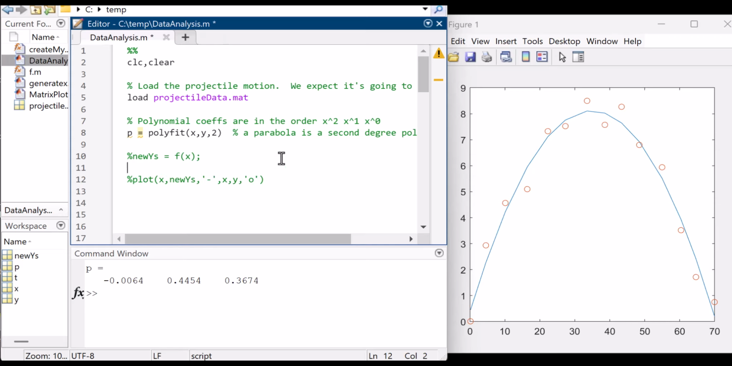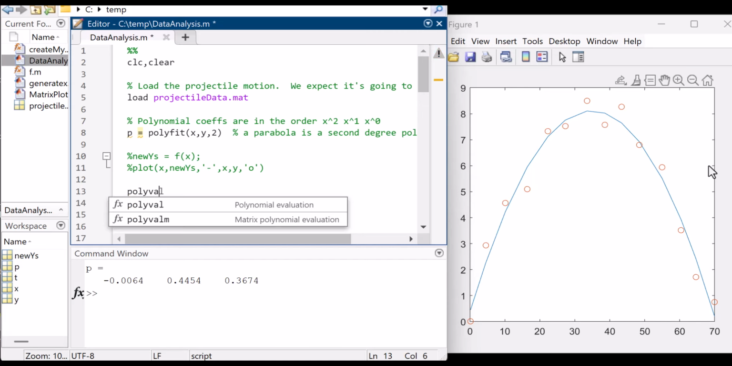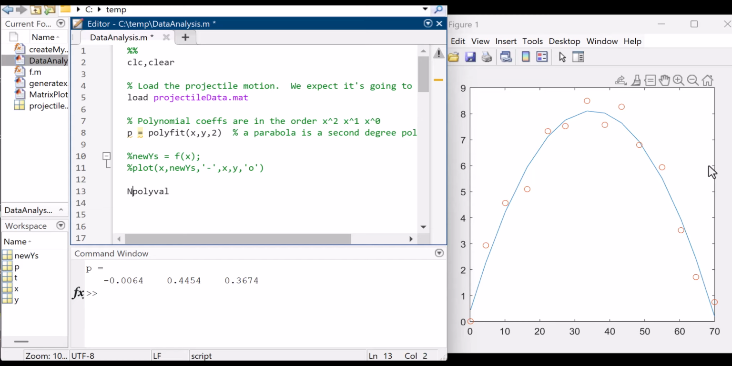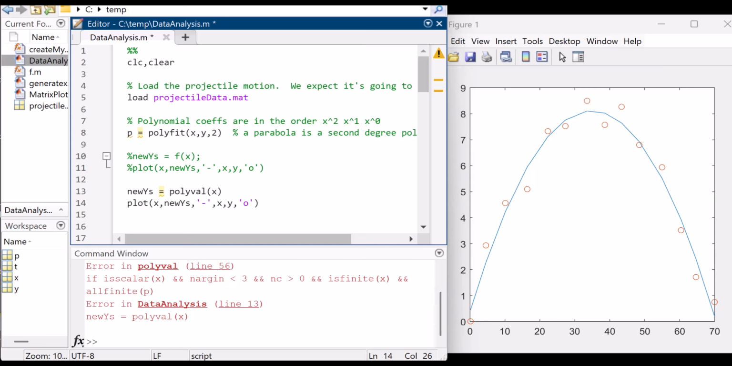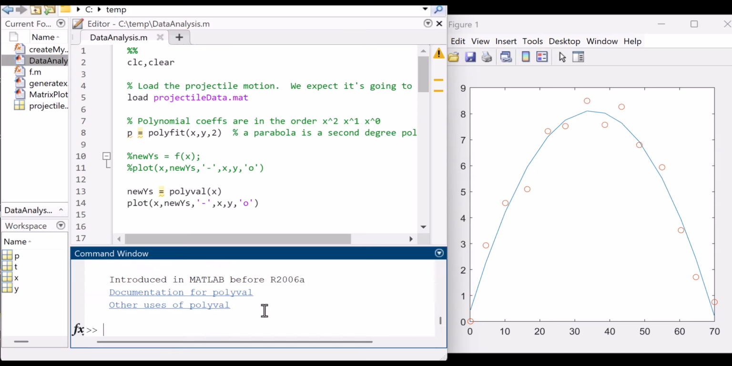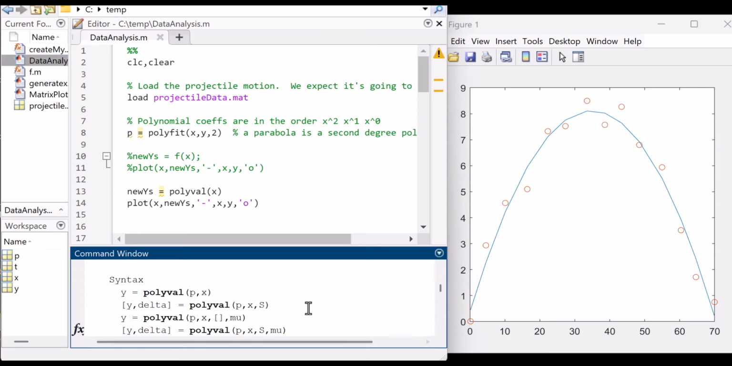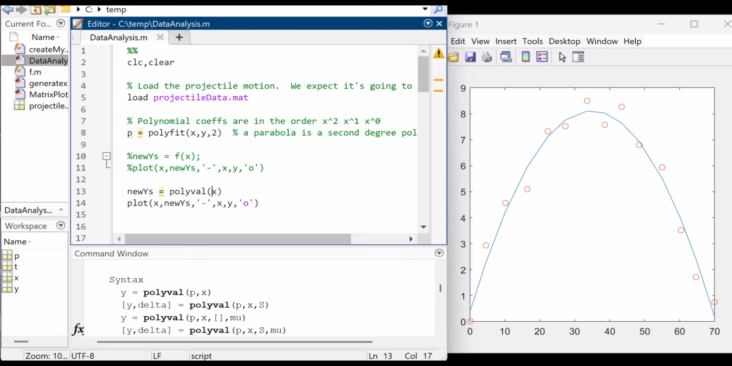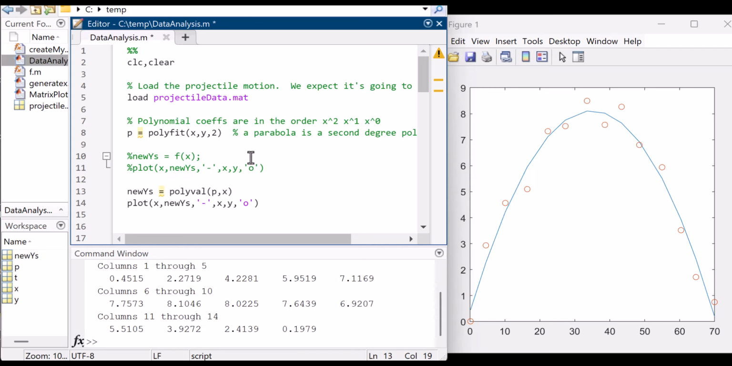So actually, there's a way to do this, which is called polyval. So I think I can do it this way. New y's equals polyval of my x. Let me see if that works. No, how do I do polyval? Help polyval. Oh, I have to give it the p. I have to give it the coefficients or it doesn't know what it's doing. There we go. Okay, so that gives me the exact same picture, actually.